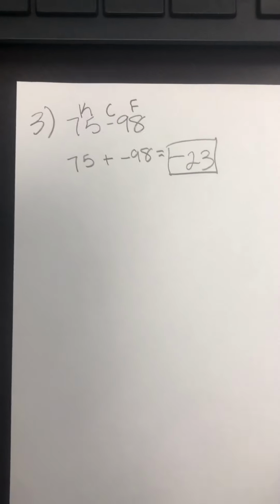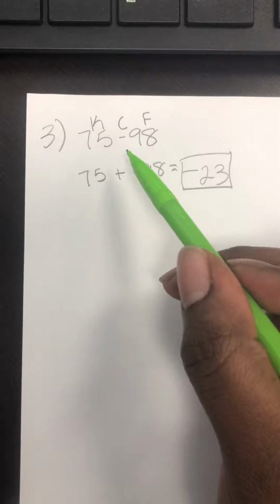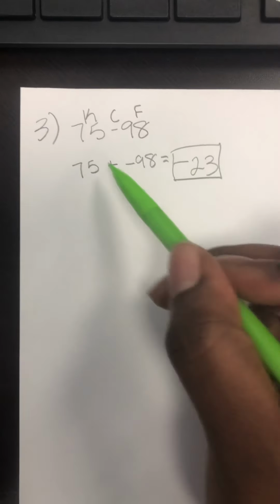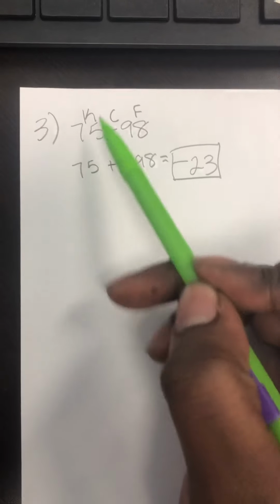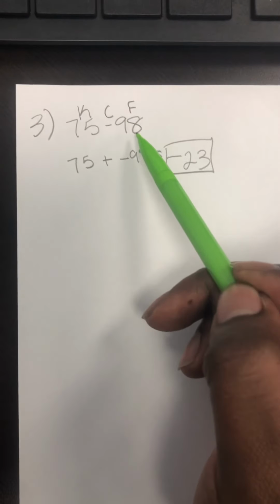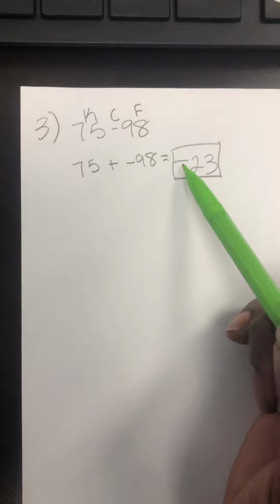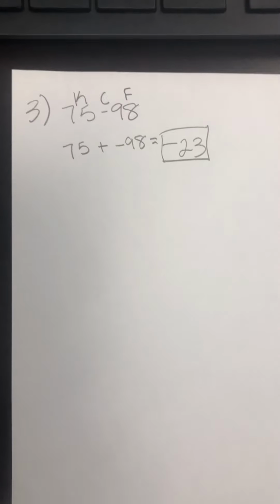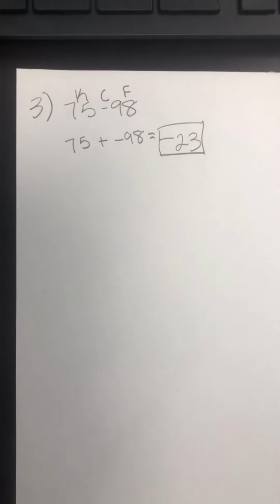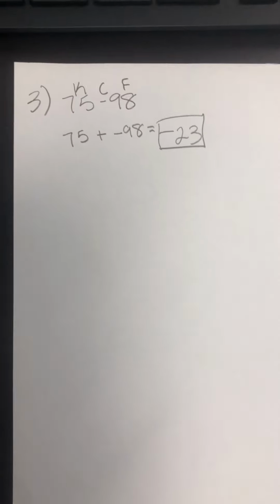Okay, now there's another way you could have done a problem like this. Instead of doing KCF necessarily, you could have noticed that your 75 was smaller than your 98, so you knew you were going to have a negative number, and then after that, just subtract, just like we did. Maybe that might have required a little bit less writing, but it's the same principle as this.